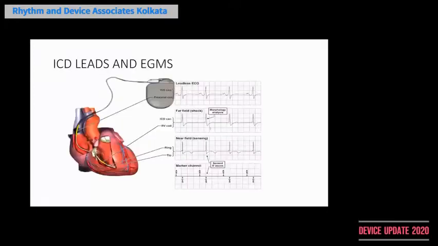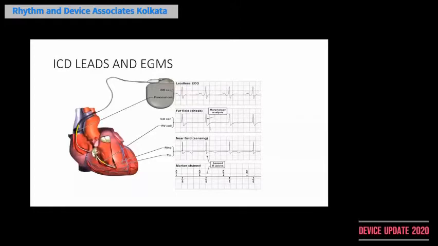Whenever we are doing ICD troubleshooting and we look at our programmer, where we get all the data, we see these four things. We get a near field. If it is a dual chamber ICD, we get a near field for both atrium and ventricle. If it is a single chamber ICD, we get the near field for the ventricle. Apart from that, we get something called a leadless ECG, which is between the proximal coil and the ICD can, almost like a lead one.